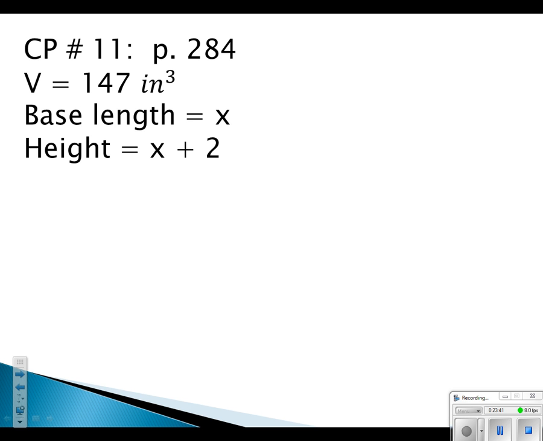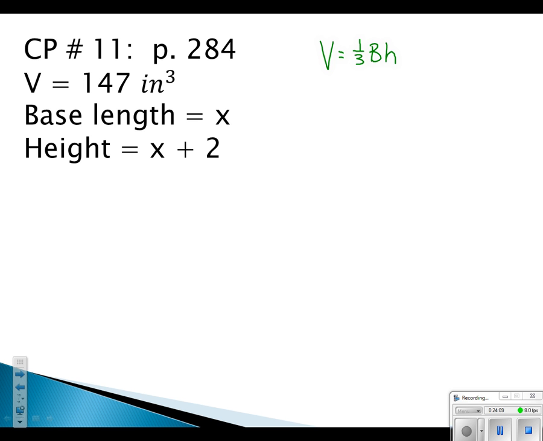Okay, we're going to drop down to the checkpoint, and we're going to redo this problem. We're going to have 147 cubic inches of candle wax, and we want the height of a pyramid-shaped candle to be 2 inches more than the length of each side. Okay, so let's take down a little bit of this information. First of all, we are still doing the volume of a pyramid candle. That requires this formula.